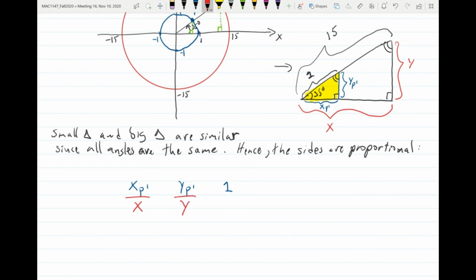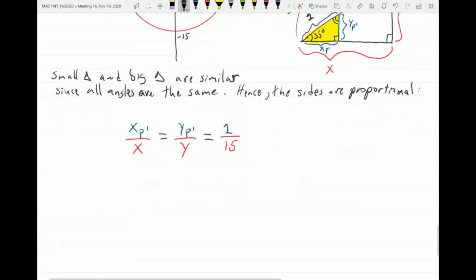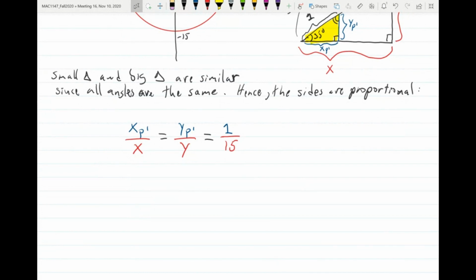And then the hypotenuse of the small triangle corresponds to the hypotenuse of the big triangle, because they oppose the 90 degree. So 1 corresponds to 15. Okay? And similarity says that if you look at any of these ratios, they are equal to each other. This is what you get when you have similar triangles. In particular, we can now take advantage of this.